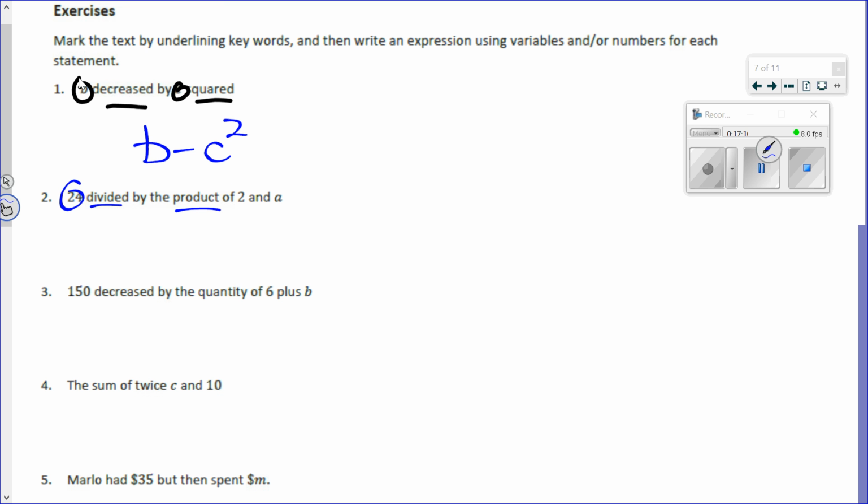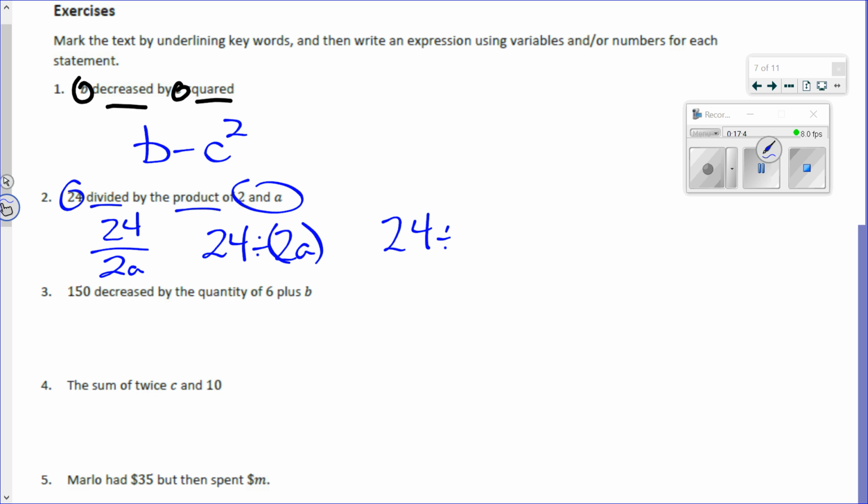24 divided by the product of 2 and A. Do I have an X in there? No, I do not. Do I have to have parentheses on this? Yes, if you do it like that, you have to have parentheses. Can I just write it like this? No, you can't, because then you have to divide first and then multiply by A. Correct.